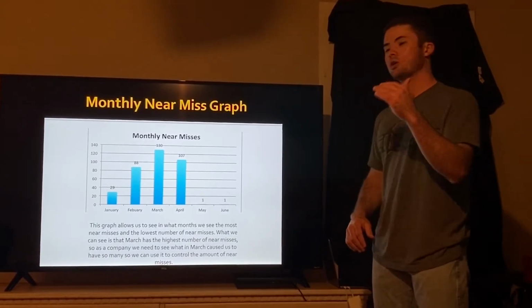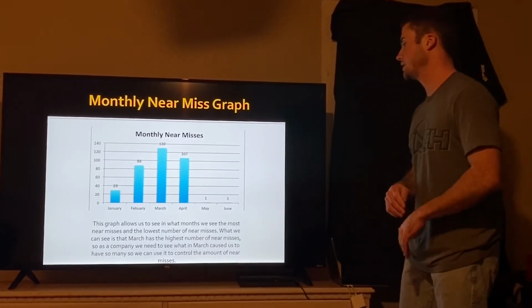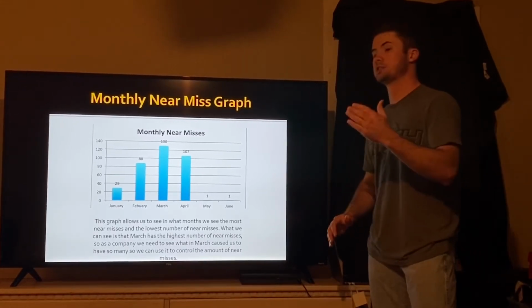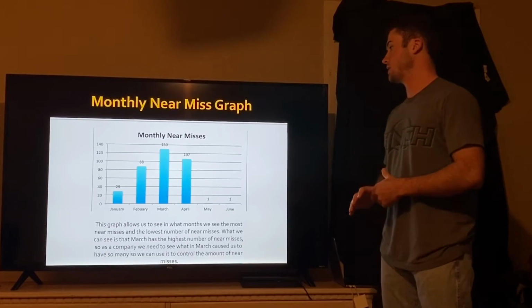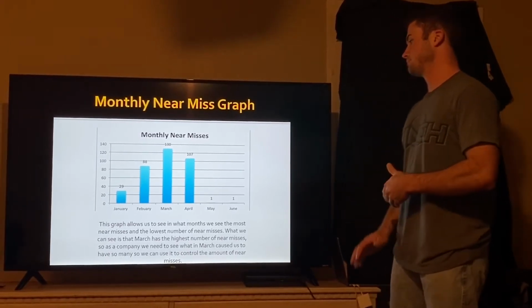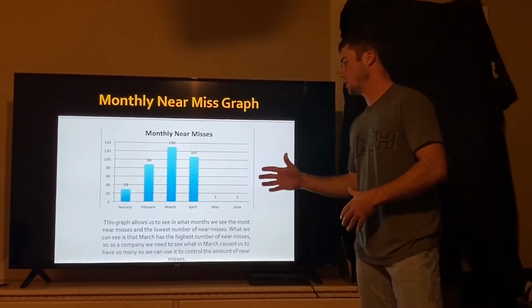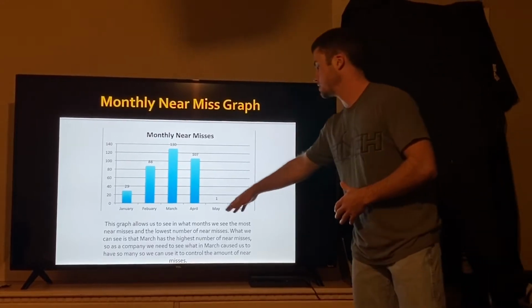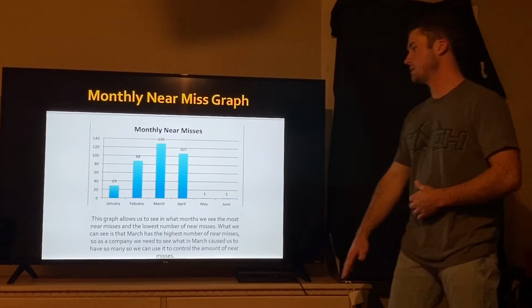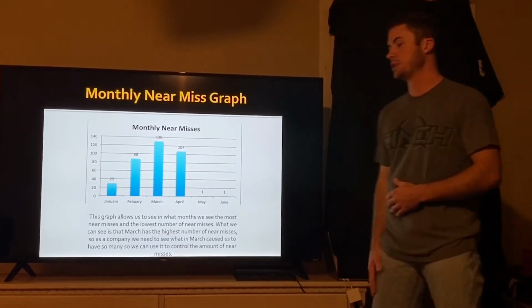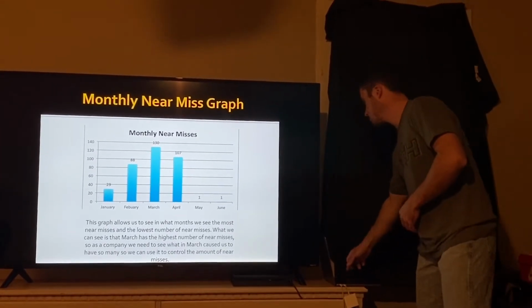And then we see a large decrease from April to May and into June, from 107 down to 1 near miss report, which is really good. It is just a large jump. So we can look at what we were doing in May and June, which was better than what we were doing in March. We just need to keep doing what we did in May and June instead of March, and keep those numbers down on the near miss charts.